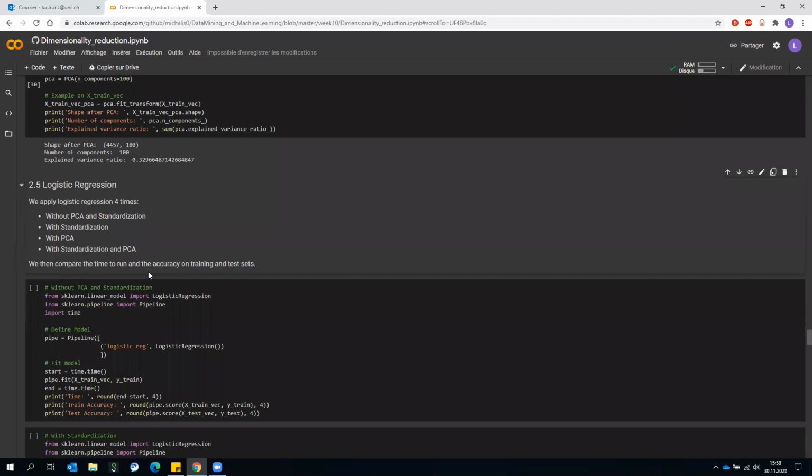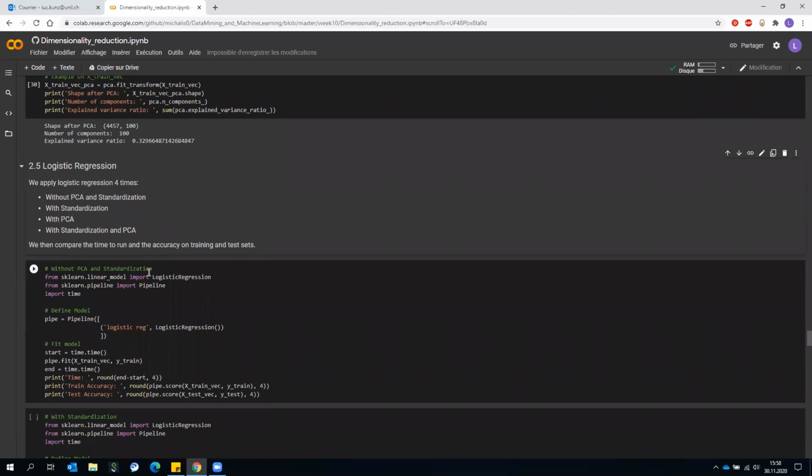Okay, and then we can compare. We will run logistic regression 4 times: with PCA and standardization, then only with standardization, then only with PCA, and then with both of them. Then we will compare the runtime and the accuracy on training and test sets.